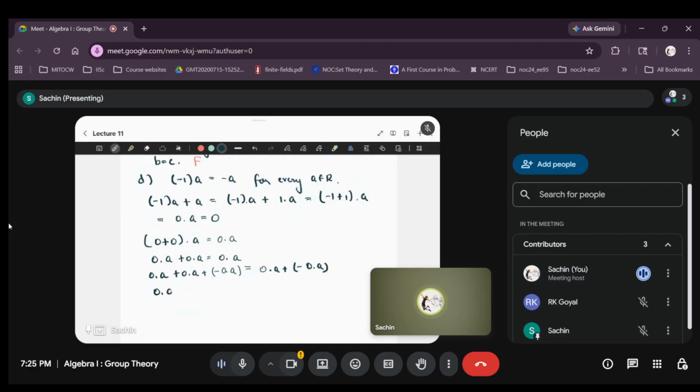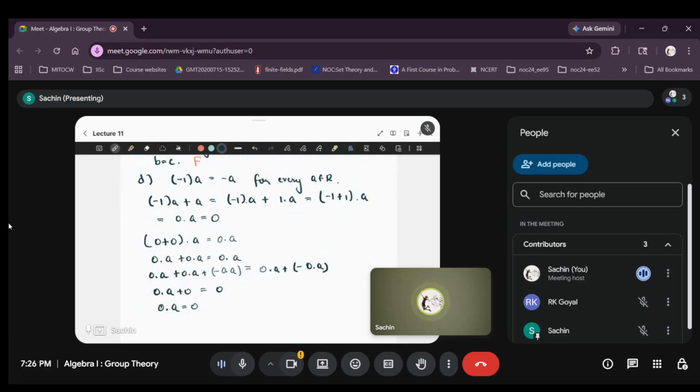Obviously, this will be 0 times A plus 0. This will be 0. Here, actually, in every step, I am using the properties. I'm not stating them. But these things might seem obvious, but they are not actually obvious. They only come because we have these properties.